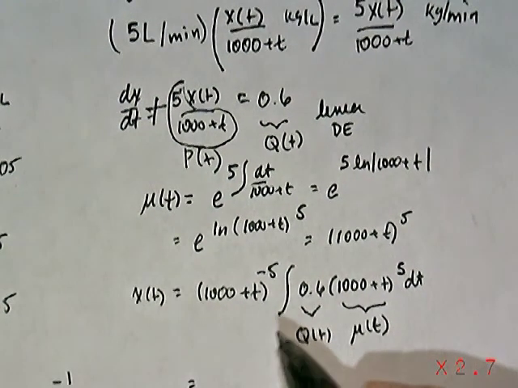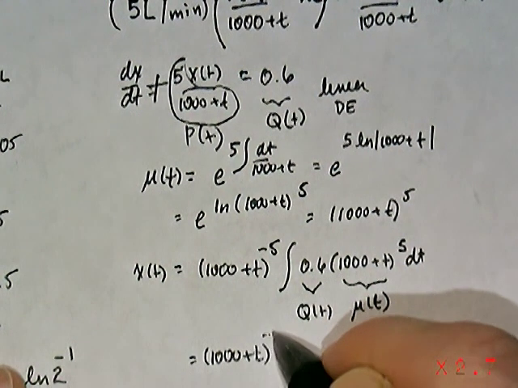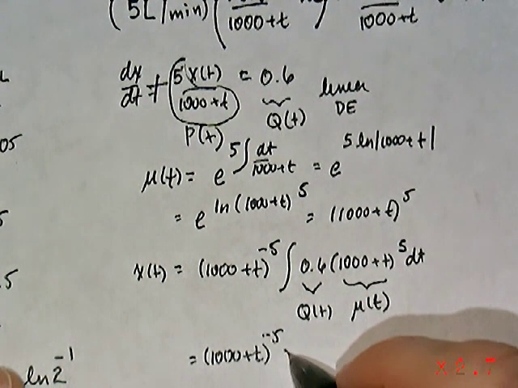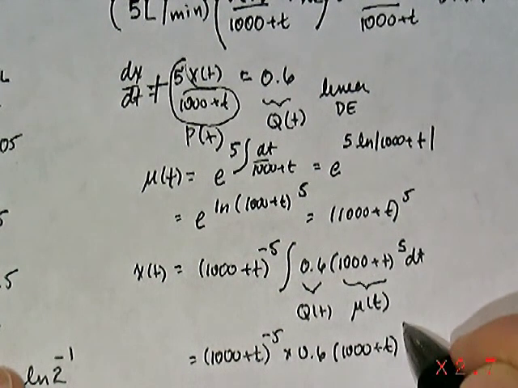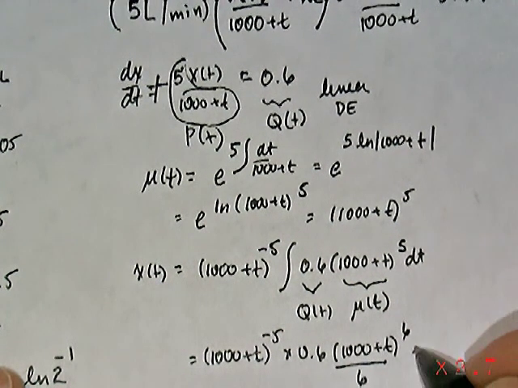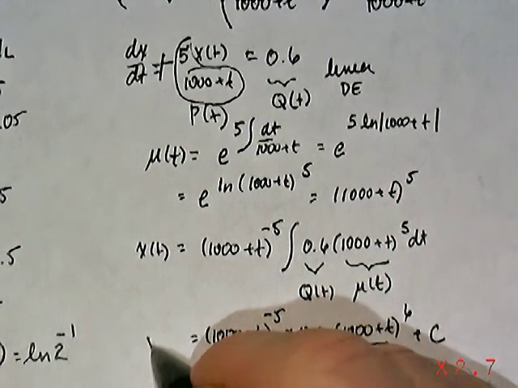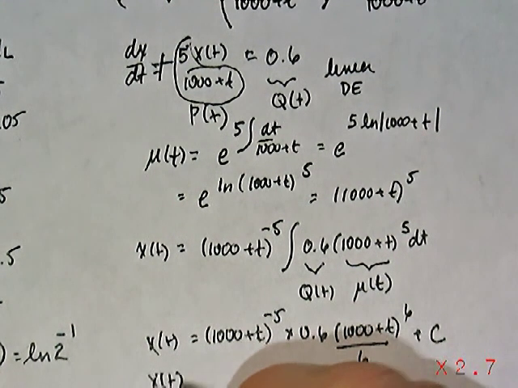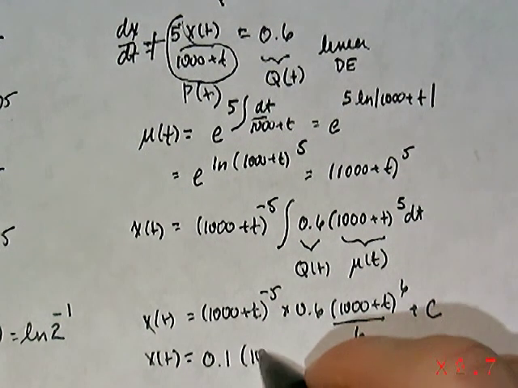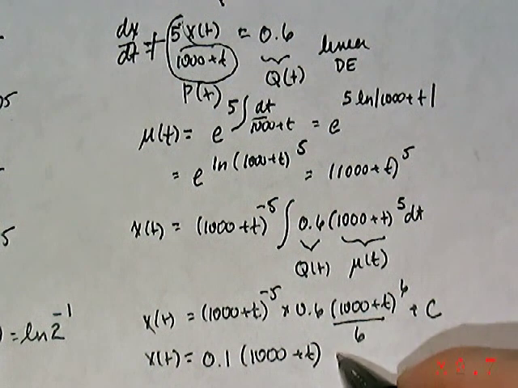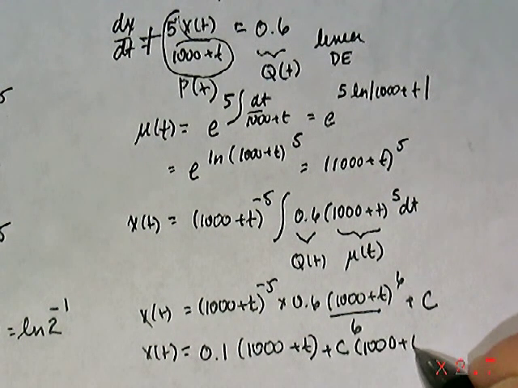Okay? All right. So if we just quickly evaluate that integral, what we're going to get, of course, is that this is equal to 1,000 plus t, the quantity minus 5, times 0.6, and then integrating that term, we get 1,000 plus t to the 6th power over 6, and then plus a constant. Okay. And just with a little simplification, a little algebra there, we can show that x of t in this case would turn out to be 0.1 times 1,000 plus t plus that constant of integration times 1,000 plus t to the minus 5th power.